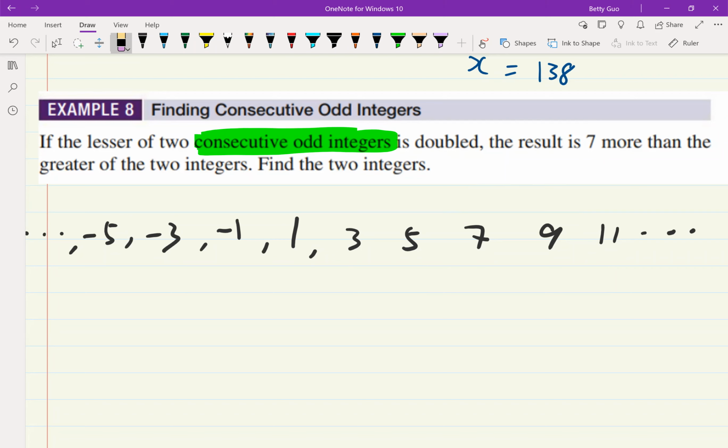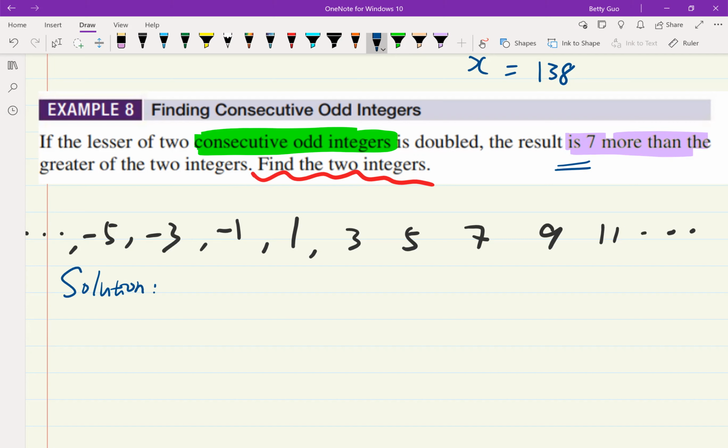If the lesser of the two consecutive odd integers is doubled, the result is 7 more than the greater of the two integers. Okay, so you can see you have an equal sign here, right? "Is" means an equal sign, right? Okay, so what are we looking for? We are looking for the two integers. We need to find our target. We are looking for the two consecutive odd integers. We have one variable only.